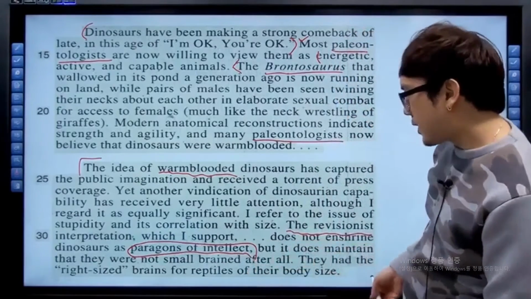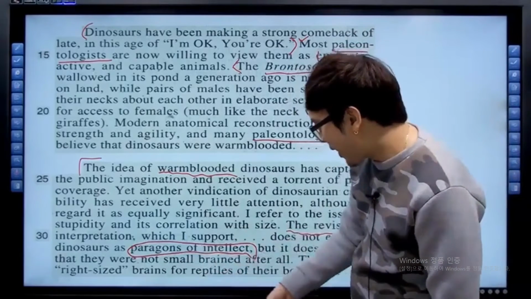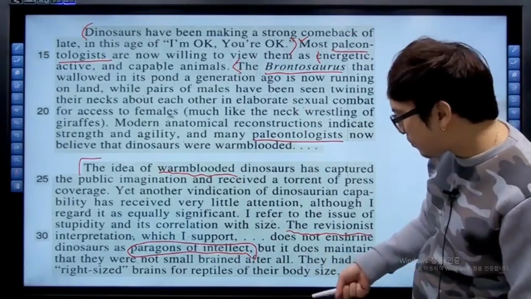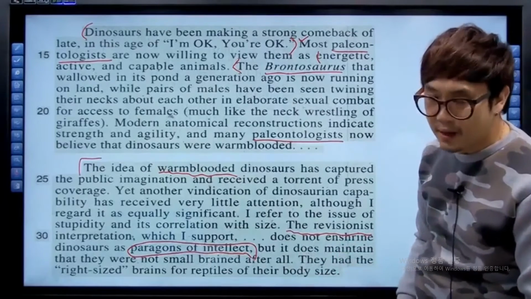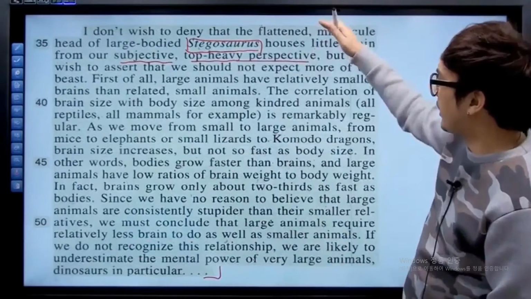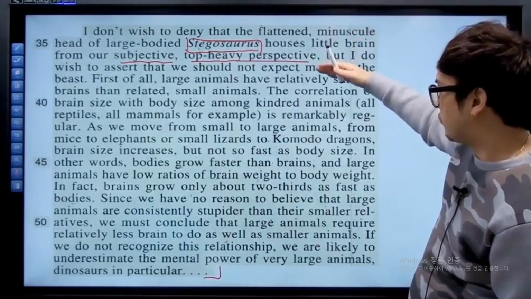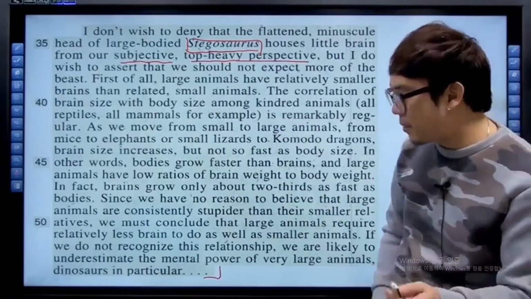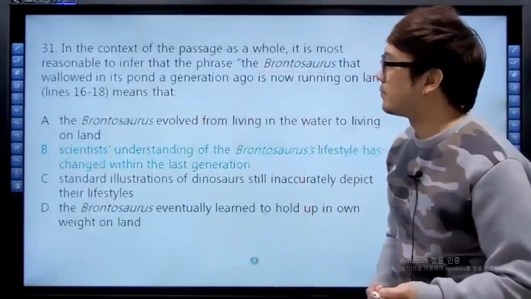But it does maintain that they were not small-brained after all. They had the right size brains for reptiles of their body size, right? That's the idea. Now, is there anything else that has to do with the revisionist? Try to scan through it. Well, maybe not, right? Okay, so maybe that's the idea. All right, let's go back then.